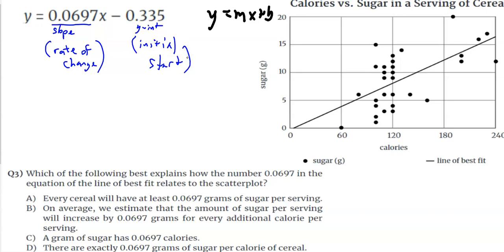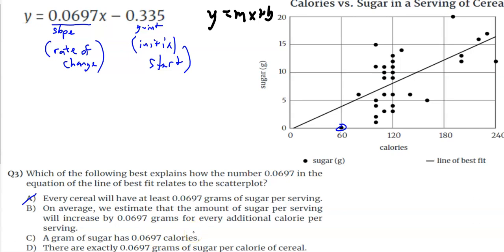Okay, so look at these answers. Which one describes this relationship? So the rate of change, the slope. By the way, some of them you can just cross out. Like this one has 0 grams of sugar, so not all of them have at least 0.6797. That's just a terrible answer. A gram of sugar has exactly 0.0697 calories. I don't know if that's true.